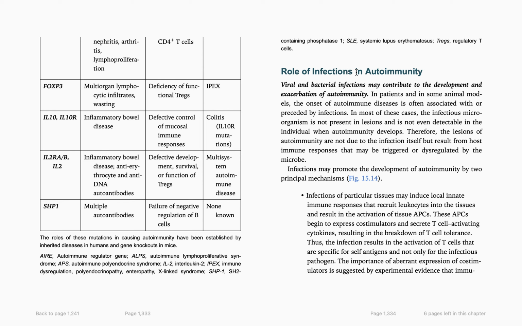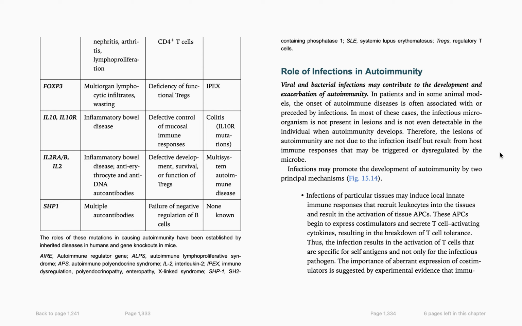Then let us see the role of infection in autoimmunity. Viral and bacterial infections may contribute to the development or exacerbation of autoimmunity. In patients and in animal models, the onset of autoimmune disease is often associated with or preceded by infection. In most of these cases, the infectious microorganism is not present in lesions and is not even detectable in the individual when autoimmunity develops.